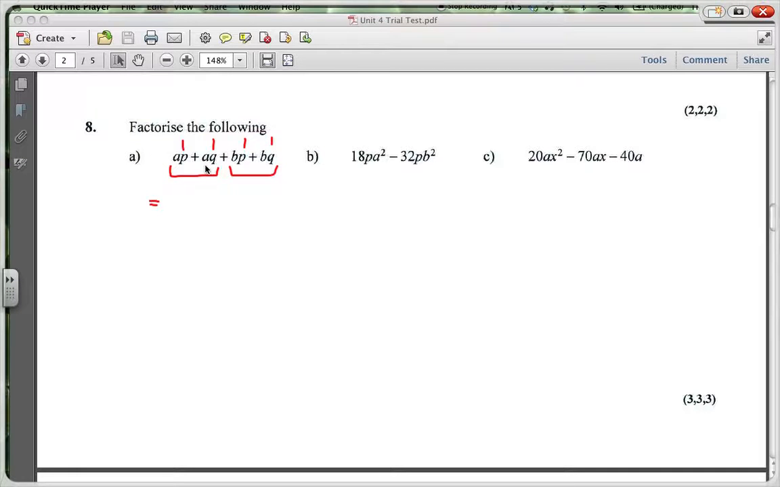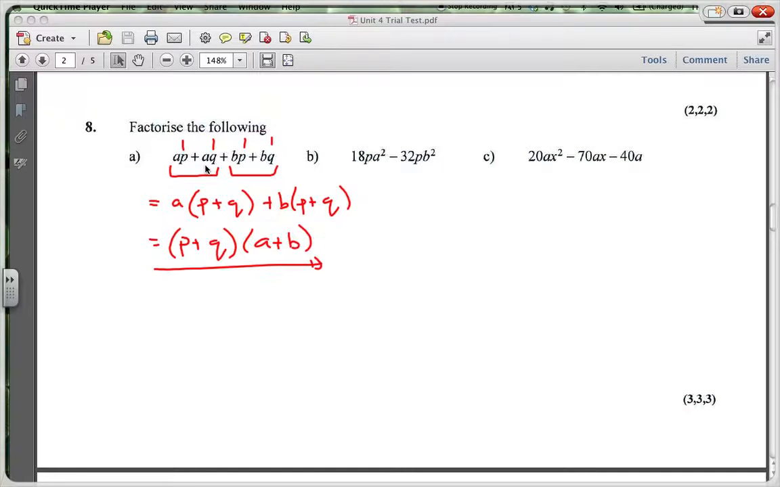In this first pair here, I've got an A that's common, and I'm left with a P plus Q in brackets. And the second one, I've got a B that's common. I'm left with a P plus Q. And now I've got a P plus Q common in both, so I can take out that P plus Q and I'm left with an A plus B. So this is your factorizing by grouping.